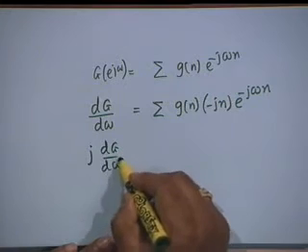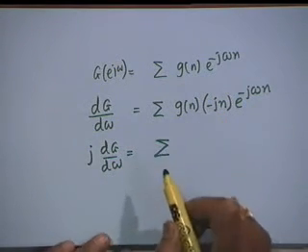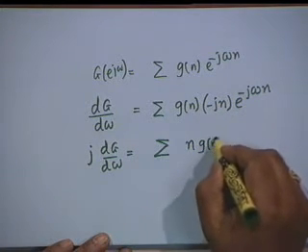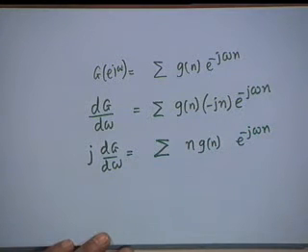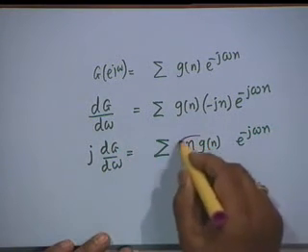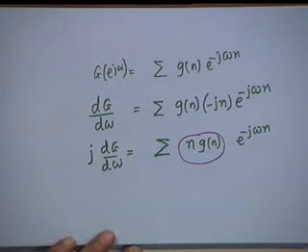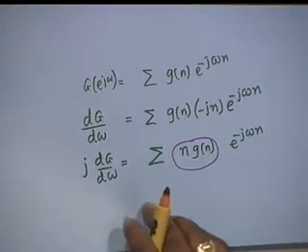And if I multiply both sides by j, dG d omega, then in the right hand side j multiplied by minus j becomes 1 and we get n times g of n e to the minus j omega n, which clearly shows that this quantity is the Fourier transform of the new sequence n times g of n. Similarly, all other properties follow simply from definition, and I suggest that you carry out this exercise carefully.